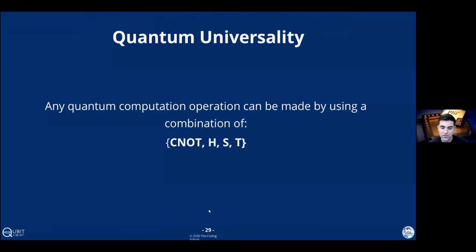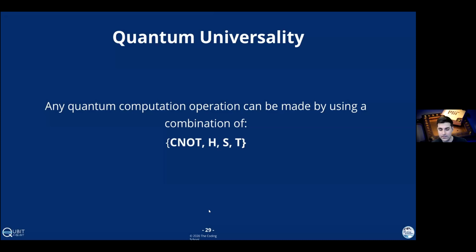Okay, in the interest of time, I'm going to quickly go through quantum universality, and again, this is something we'll see later on in the course, hopefully. But the concept of universality actually comes from classical computing, and that is that if you have a set of gates, we can do any quantum computing operation using this set of gates.